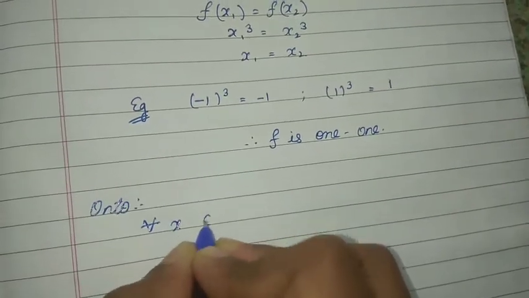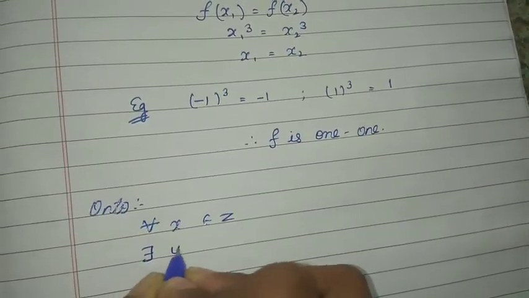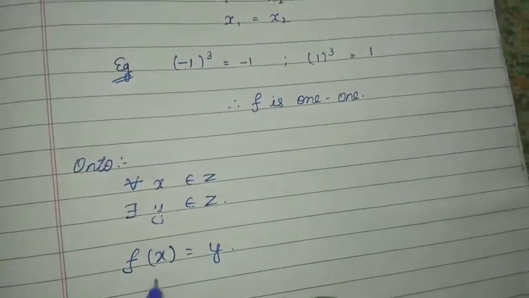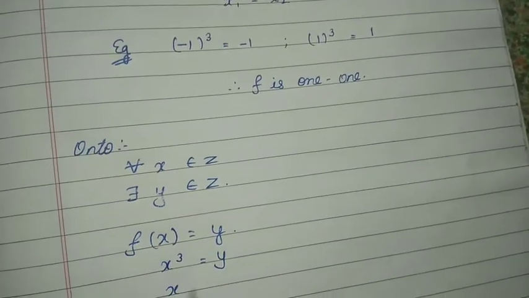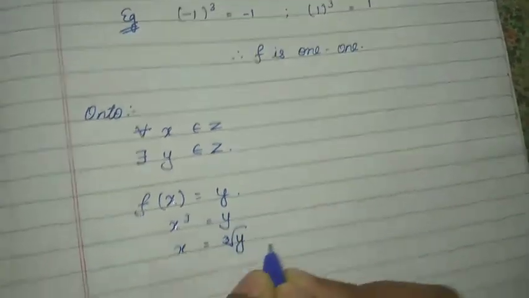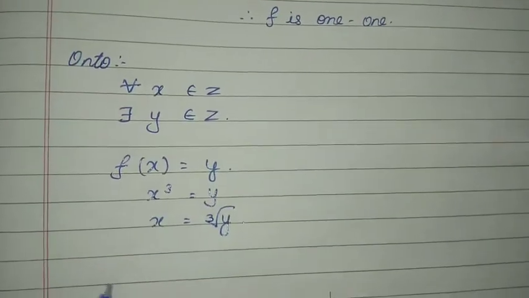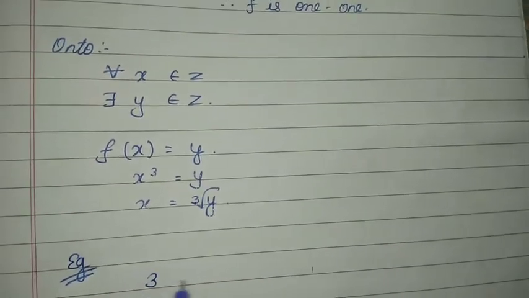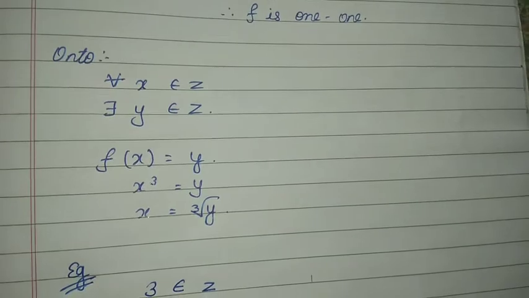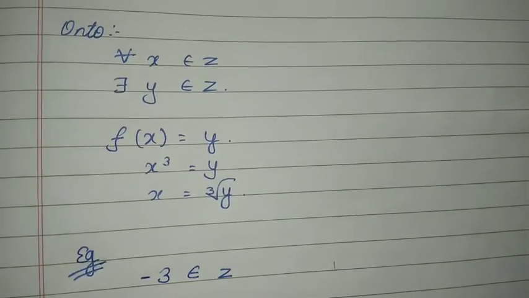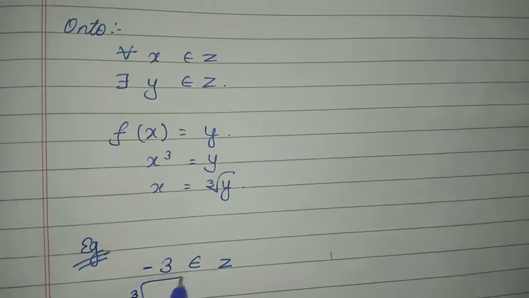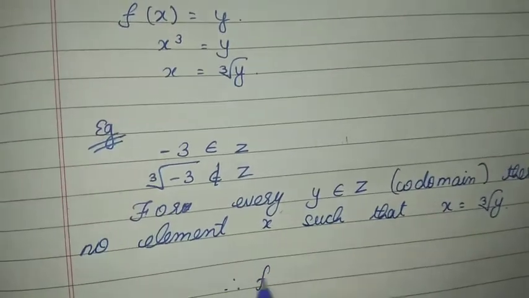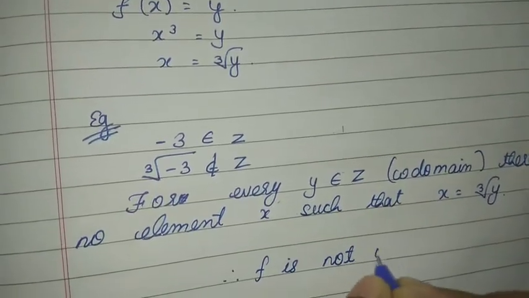Onto: for every x belonging to Z, there exists y belonging to Z. So therefore f of x is equal to y, x cube is equal to y, x is equal to cube root of y. Okay. Now, for example, 3 belongs to Z, minus 3 belongs to Z, but there is no cube root of minus 3 belonging to Z. No. Therefore, f is not surjective or onto.